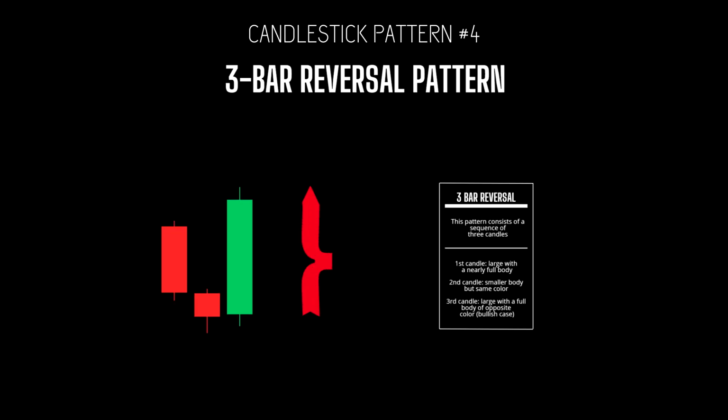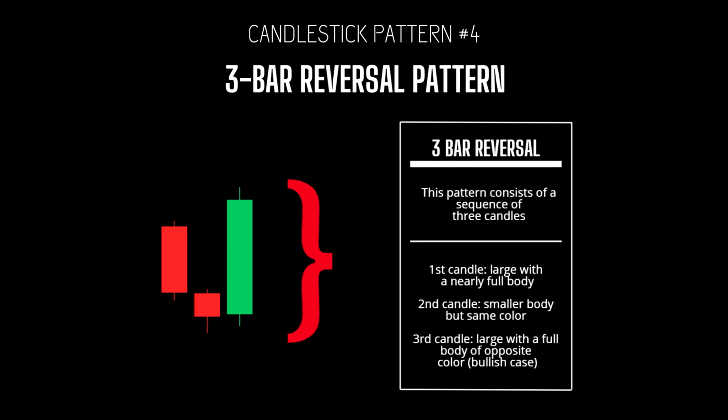Moving on to pattern number 4, which is the 3-bar reversal pattern. This pattern consists of a sequence of 3 candles. The first candle is large with a nearly full body. The second candle is smaller, has the same color as the first and has a small body. The third candle is a large full-bodied candle of the opposite color to the first two.